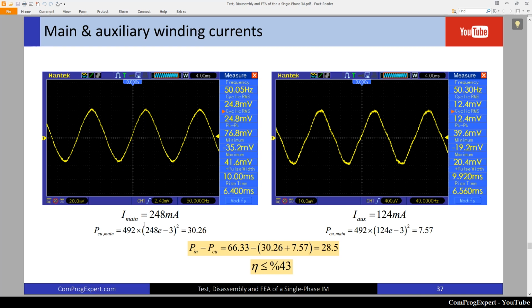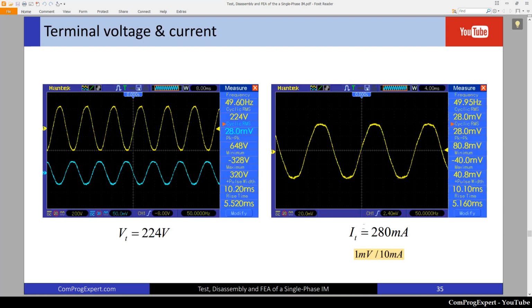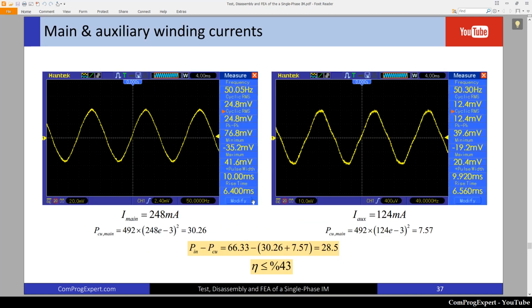This is the current of the main winding. Here is our connection. This is the main winding. Phase A is the main winding and phase B is the auxiliary winding. I measured the value of current in the phase A and in the phase B, actually main and auxiliary windings.